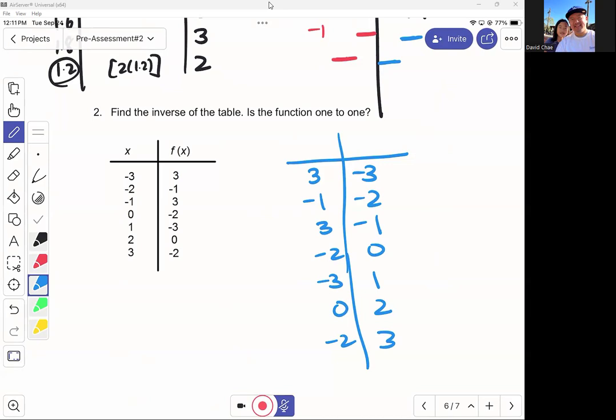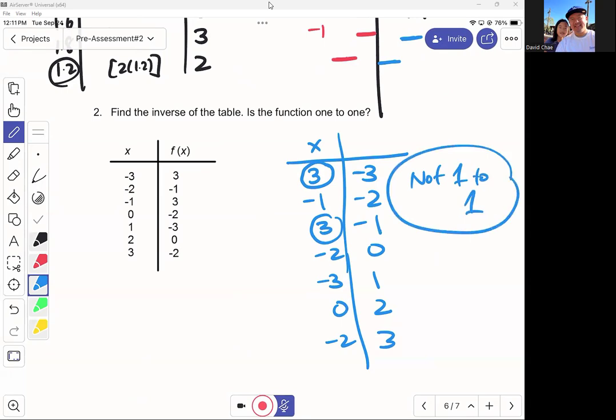Yeah. All right. Is the function 1-to-1? Yes or no? No, why not? Good job. So you see the 3 right here? You see how it has 2 y values of negative 3 and negative 1? All right, so it is not 1-to-1. Okay, cool. So if you flip it and then it is a function, then it is 1-to-1. All right.